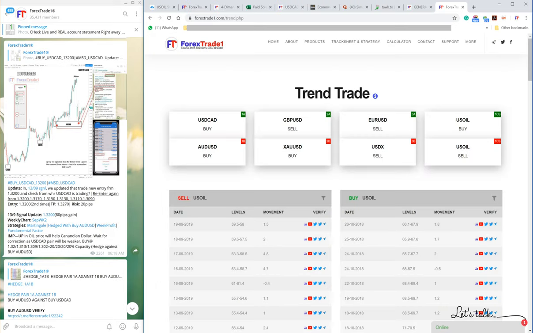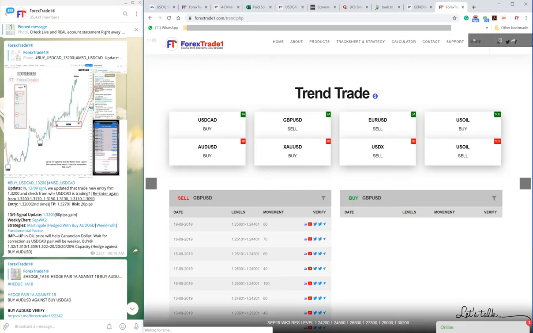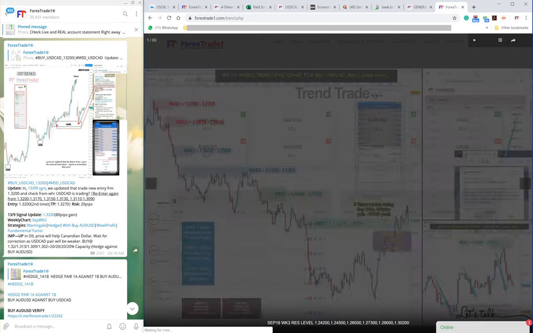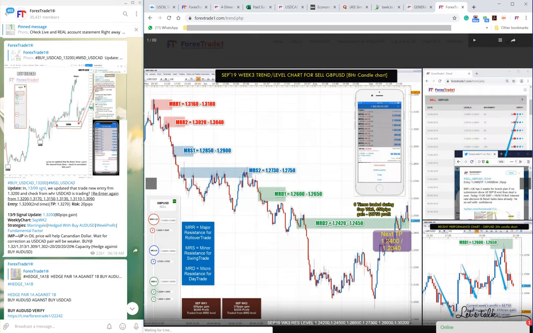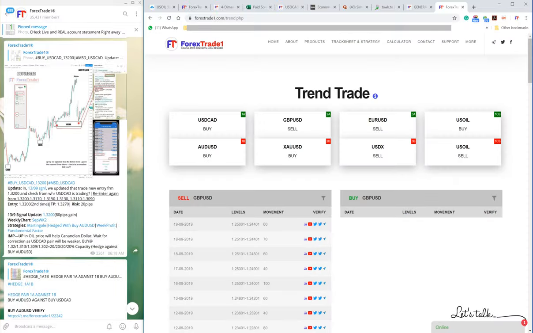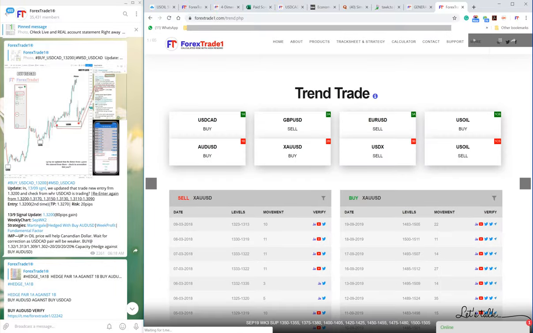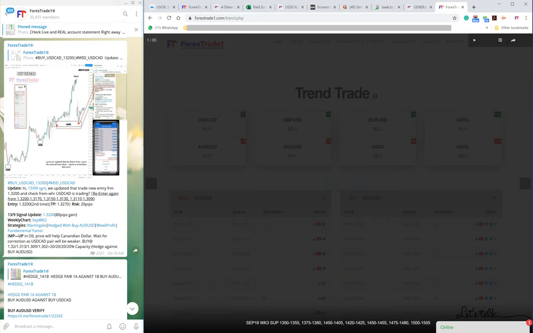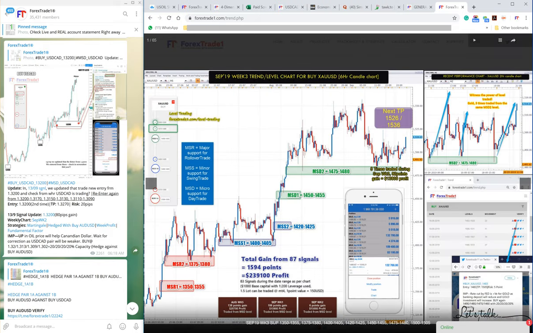Same goes with GBP USD. Previous week we predicted that it will fall to 1.2220, but it went up, and because of the too much fall, now it is retracing a little bit. But against the little bit of rise in GBP USD, we made a good profit in XAU USD, again from the level.